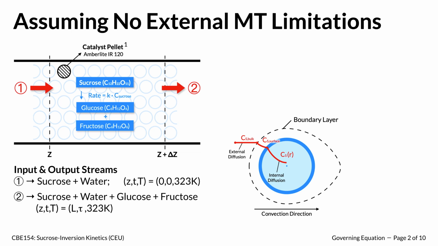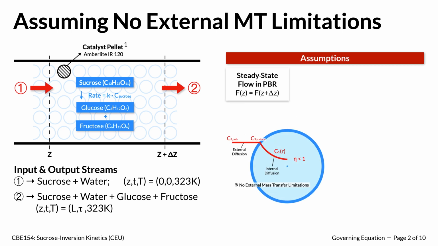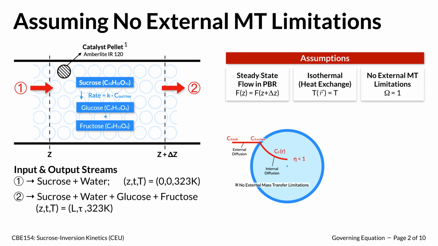In common scenarios, there are mass transfer limitations, both inside and outside the pellet. This leads to deviations in concentration at different positions, such as bulk, surface, and inside the pellet. To simplify our model, we made assumptions of no external mass transfer limitations, and thus no boundary layer. First, we assumed steady state flow in the PBR, no temperature gradient in an isothermal reactor, and also no external mass transfer limitations, where there is no concentration dependence with radial position outside the catalyst pellet. We can denote this assumption as omega equals 1.